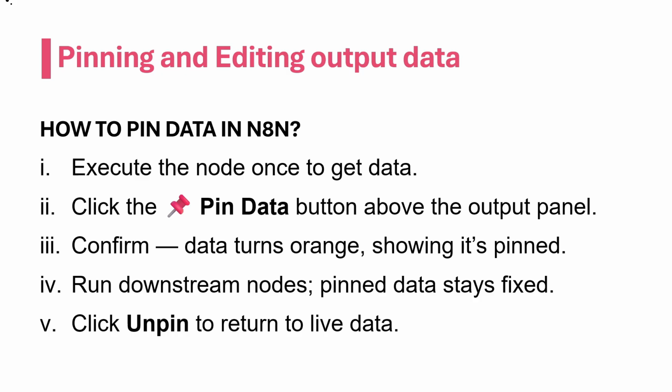Then the data will be highlighted in orange or some other color, which means it's now pinned. Maybe that will be orange for sure. And if you now execute the nodes, n8n will reuse this pinned data without refetching from the source. To go back to the live data, if we don't want to pin that particular section of the workflow anymore, we can simply unpin the data. Then we can rerun the whole workflow. This gives you complete control over testing during workflow building.